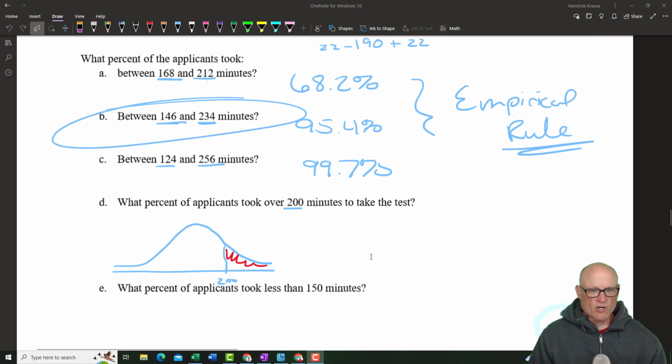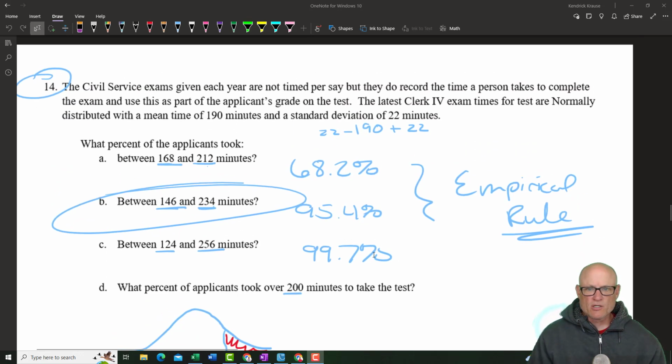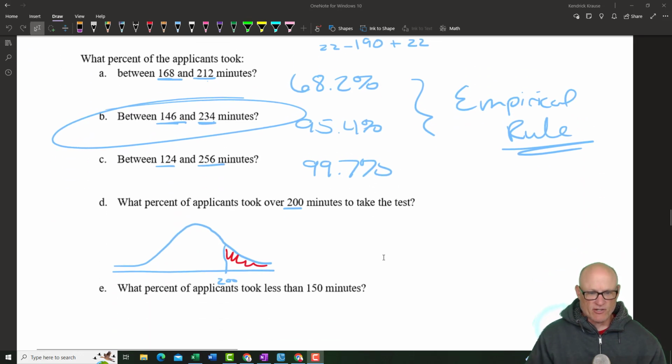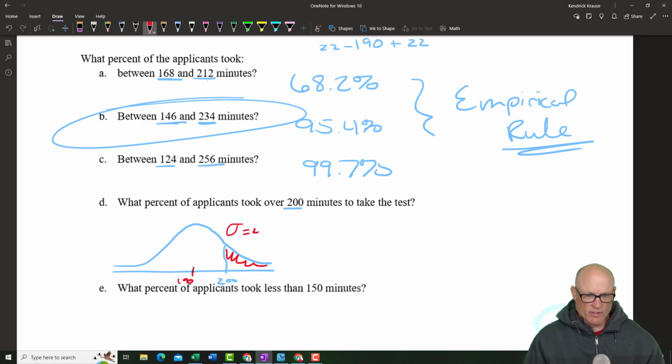All right, let's do this. So the mean was 190 with a standard deviation of 22. So I just run the z-score. Z equals x, which is 200, minus the mean, which is 190, divided by 22.